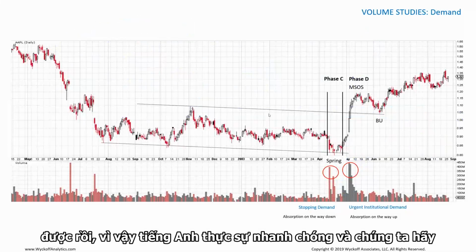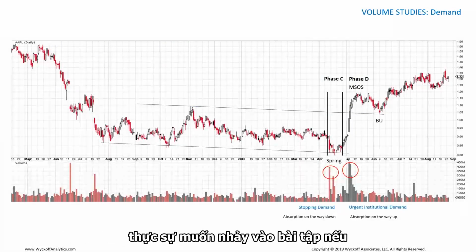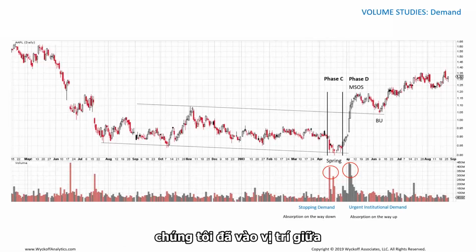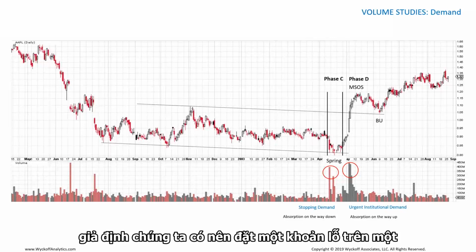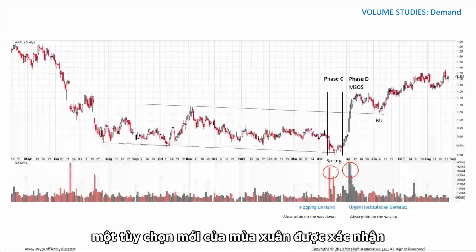Okay, so really quick now, Ash, and let's not have any more questions on this. I really want to jump into the exercise. If we got into the position between February and March of 2003, with that being a phase C assumption, should we book a loss on a spring and then initiate a new option after spring is confirmed?